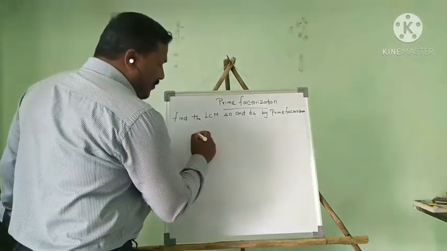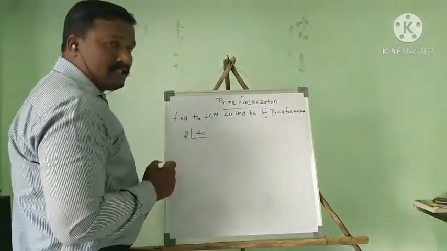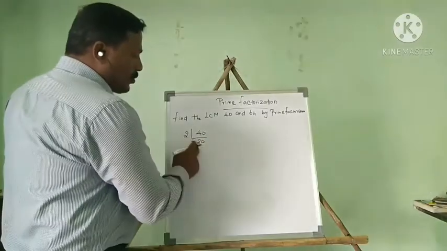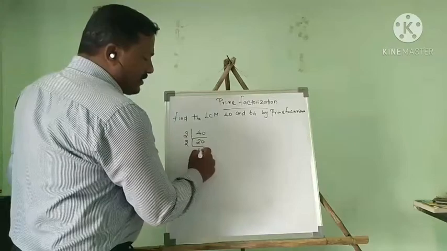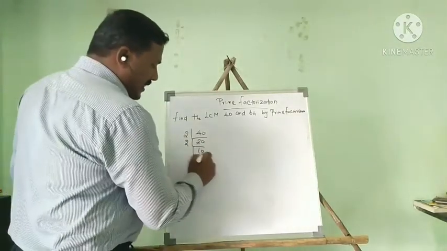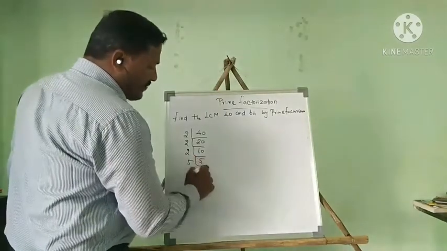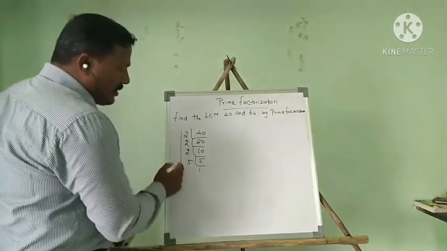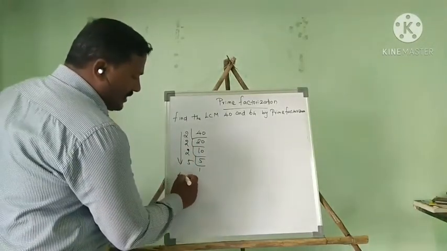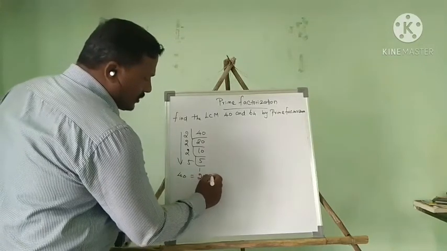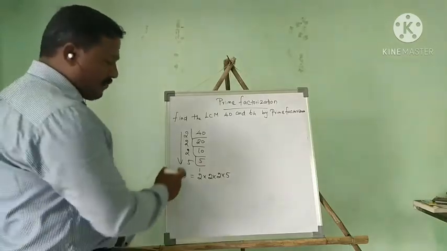First I will take 40. I am going to divide by 2. So how many 2s are there? 20 2s are there. Okay, 2 20s are 40. Then 10 2s are 20. Then 5 2s are 10. Then 1 5 is 5. Now these are all factors. So I am going to write 40 is equal to 2 into 2 into 2 into 5. These are all the factors of 40.